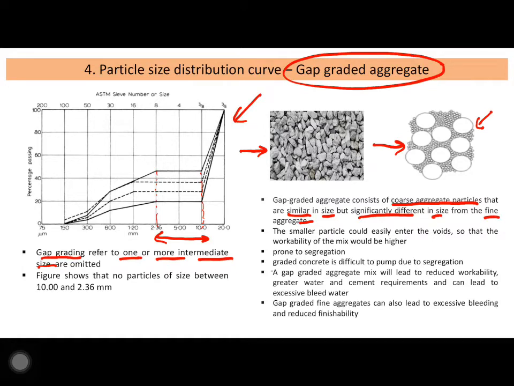So what will happen if we have this gap graded aggregate? The smaller particles could easily enter the voids, so the workability of the mix would be higher. But gap graded aggregate is prone to segregation, and gap graded concrete is difficult to pump due to the segregation. Also, a gap graded aggregate mix will lead to reduced workability, greater water and cement requirements, and can lead to excessive bleed water. Gap graded fine aggregate can also lead to excessive bleeding and reduced finishability. So you must avoid this gap graded aggregate.